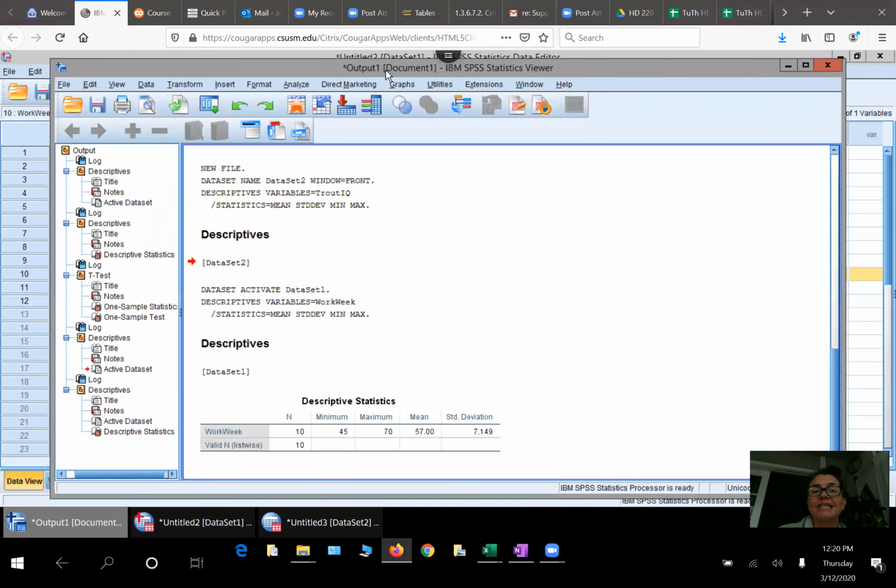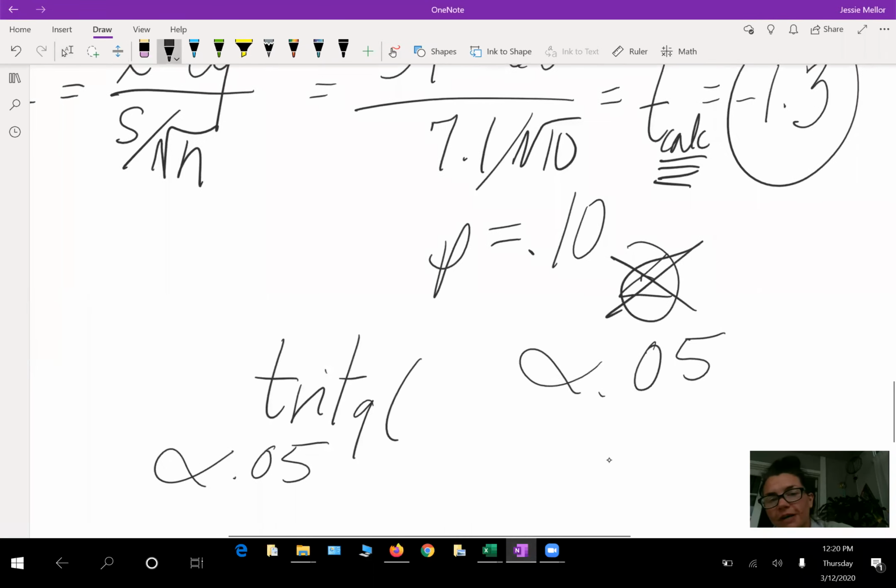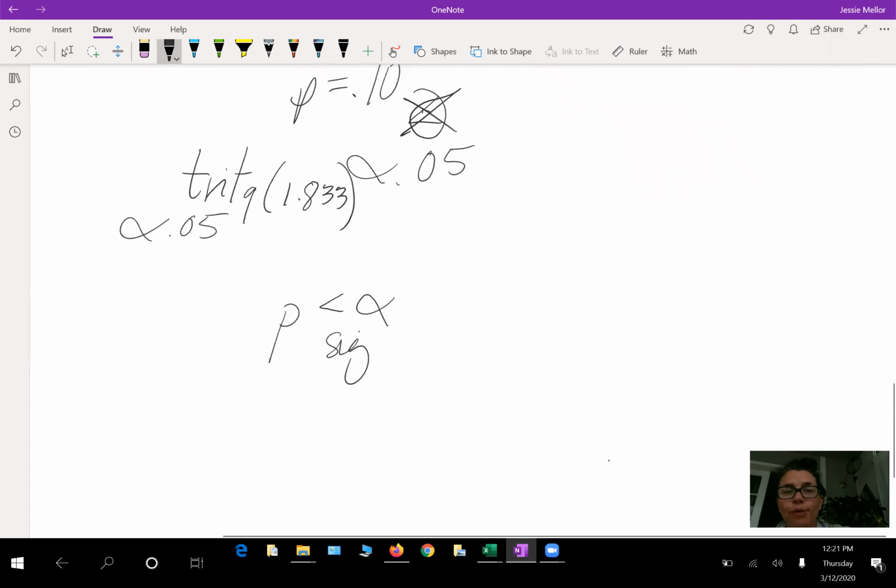So I'm going to go to my table, and again, we were at a 0.05 value, and it was one directional, so I'm in that 95. I've got a degrees of freedom of 9, which means 1.833 is my t critical. Okay, so I'm going to write that down. My t critical for 9 is 1.833. Well, I calculated a 1.3.